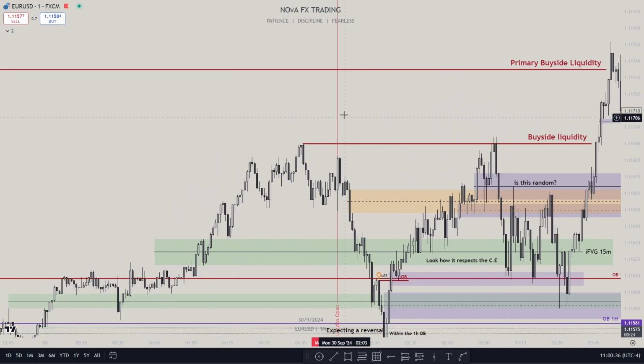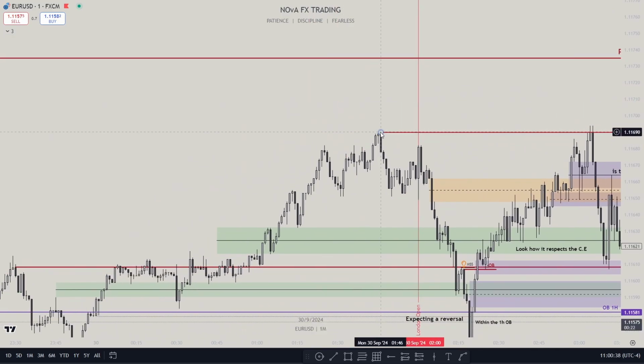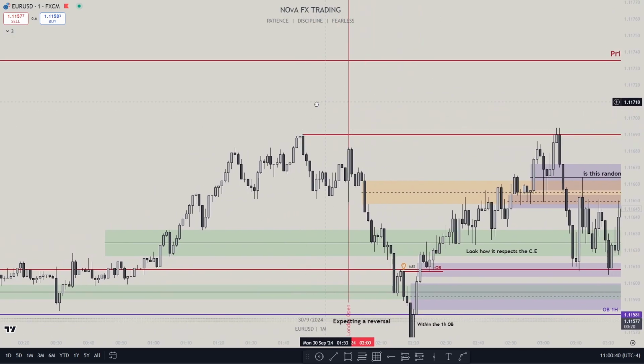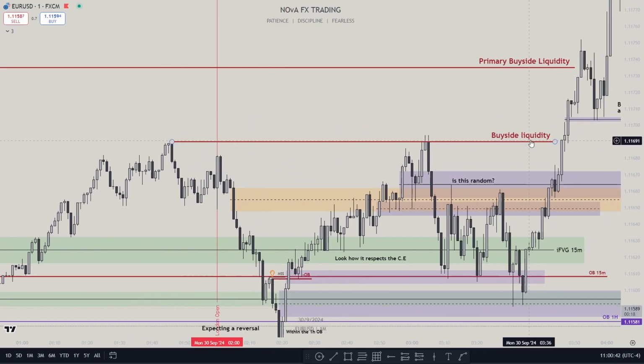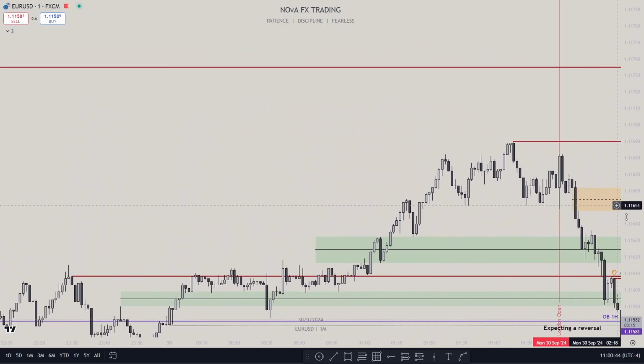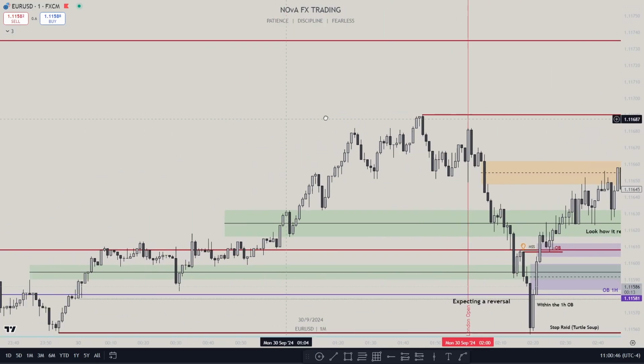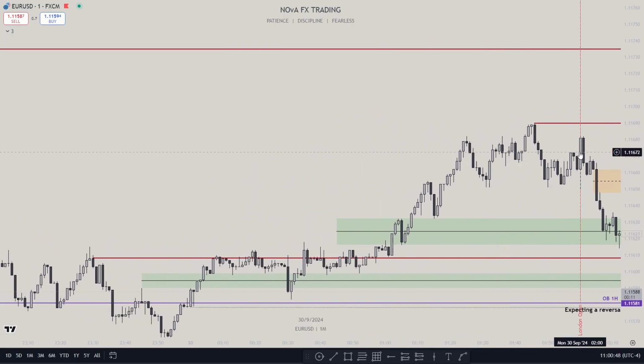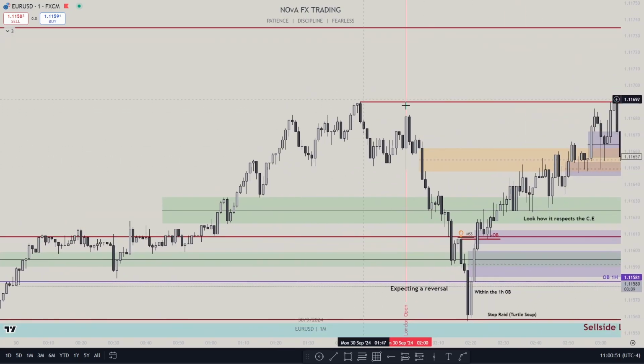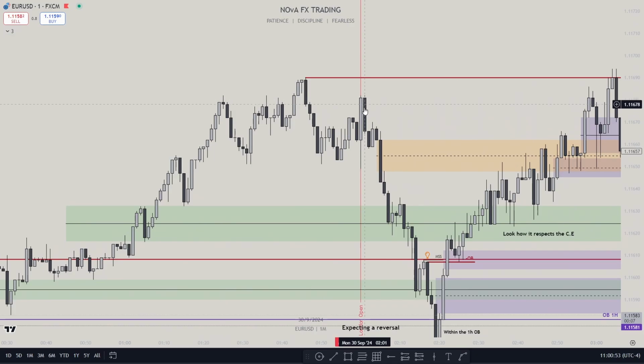And before the London starts, we can see that there is also this high here, and we're going to mark this as our buy side liquidity. So let's just assume that this whole thing did not happen. As of now, we're in this situation, and the London opens, and we can see that it's going down.